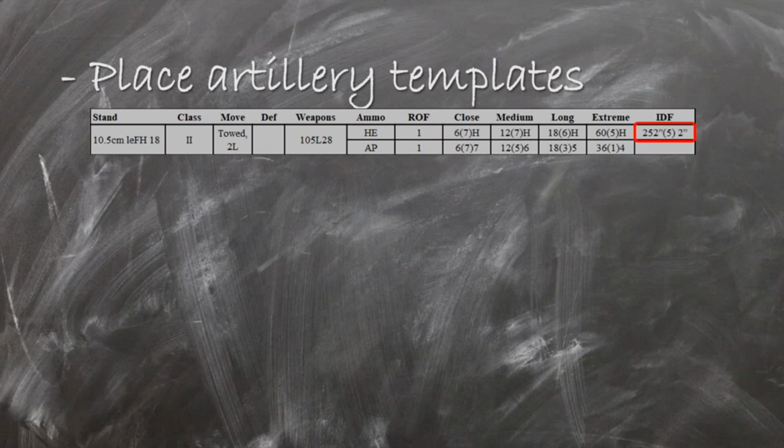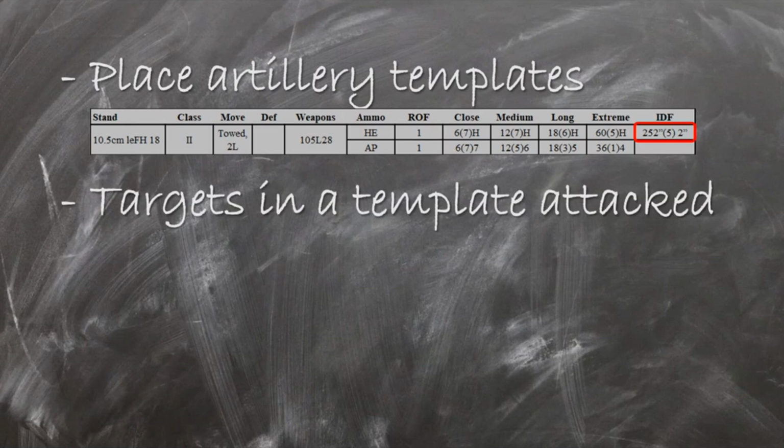Once fire has been called in effectively, you've made your spotting roll and the artillery is on target, then you're firing for effect using artillery templates. Against each of the IDF values here, you can see the number on the right, the 2 inches, is the size of the artillery template. It's a 2-inch square. So what you do is you put those down on the table, and then any targets in that template will be attacked by the artillery value.